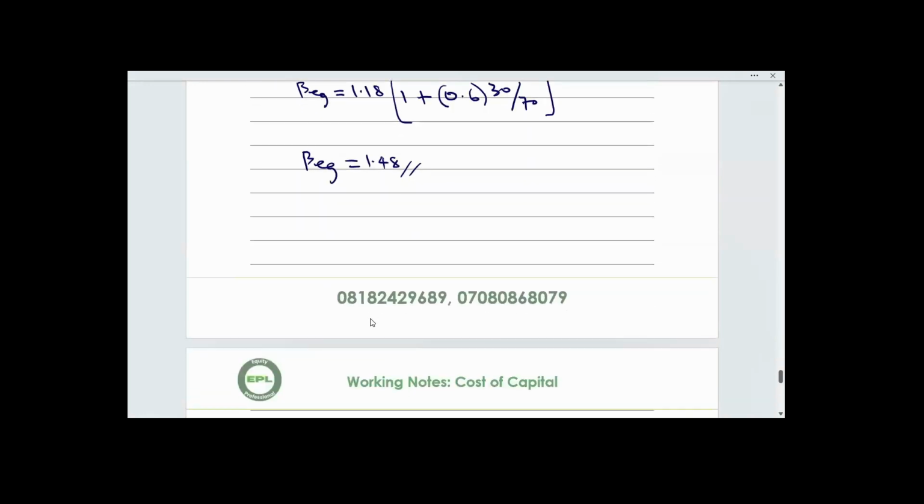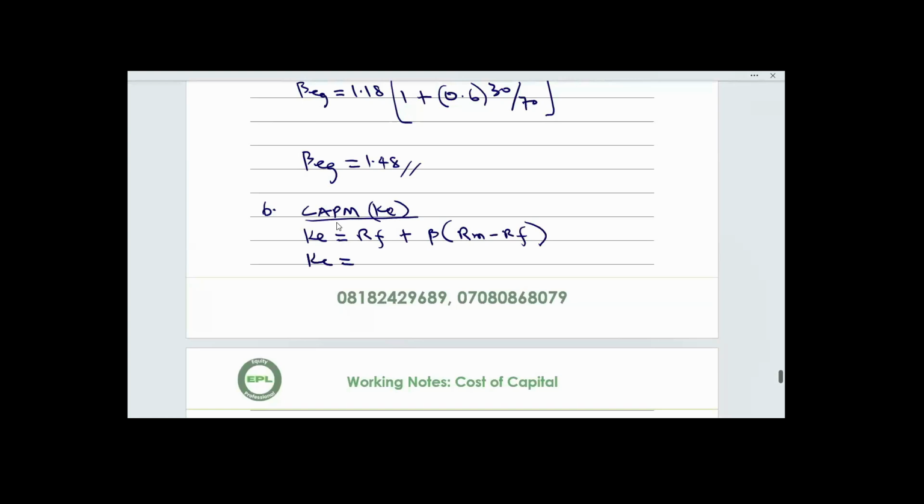Step 6. Step 6 says you should calculate cost of equity using capital asset pricing model. So cost of equity is equal to risk-free rate of return plus beta into market return minus risk-free rate of return. So cost of equity, I will then go back to the question.